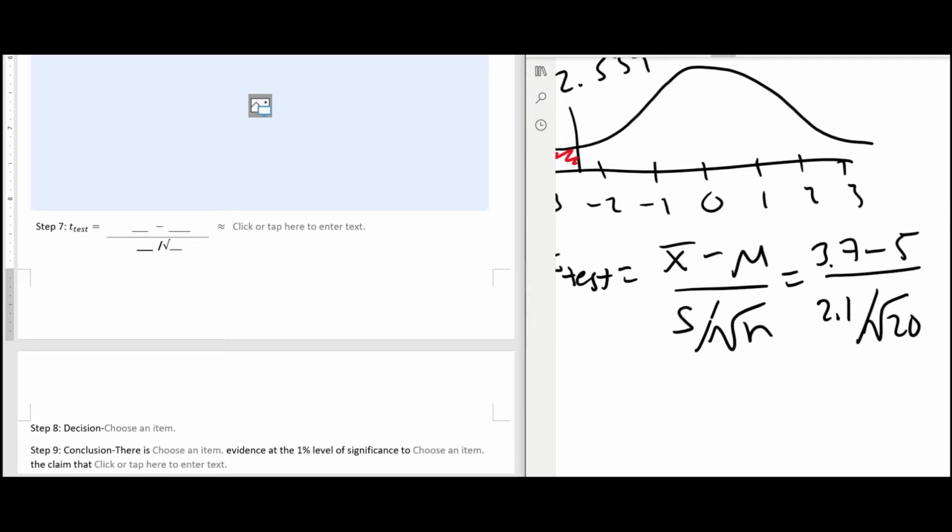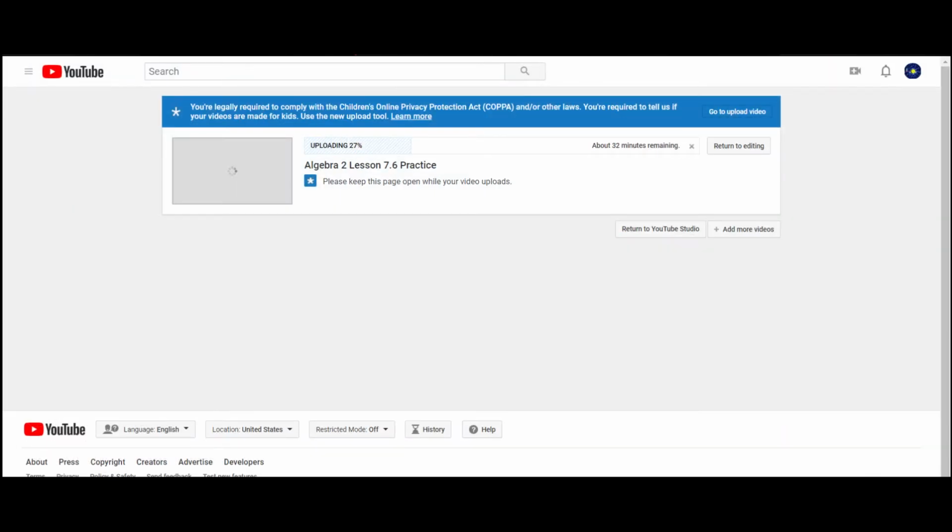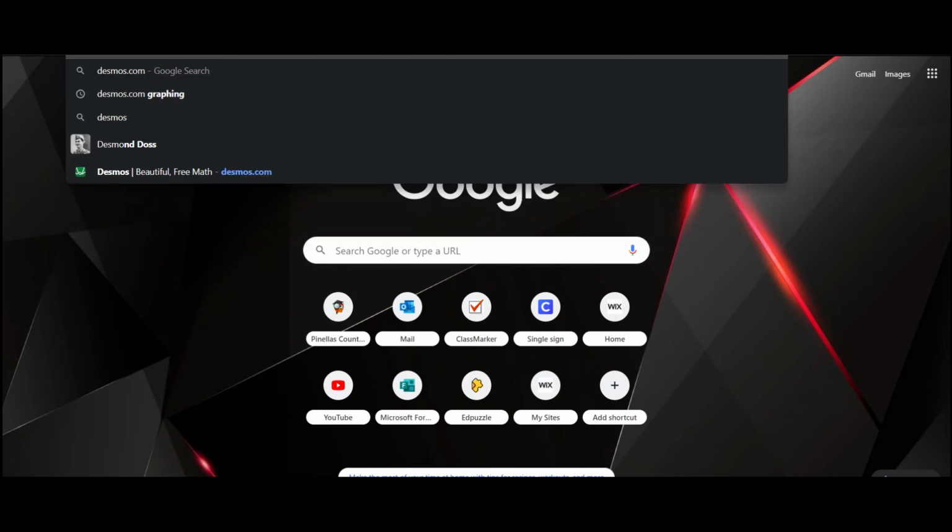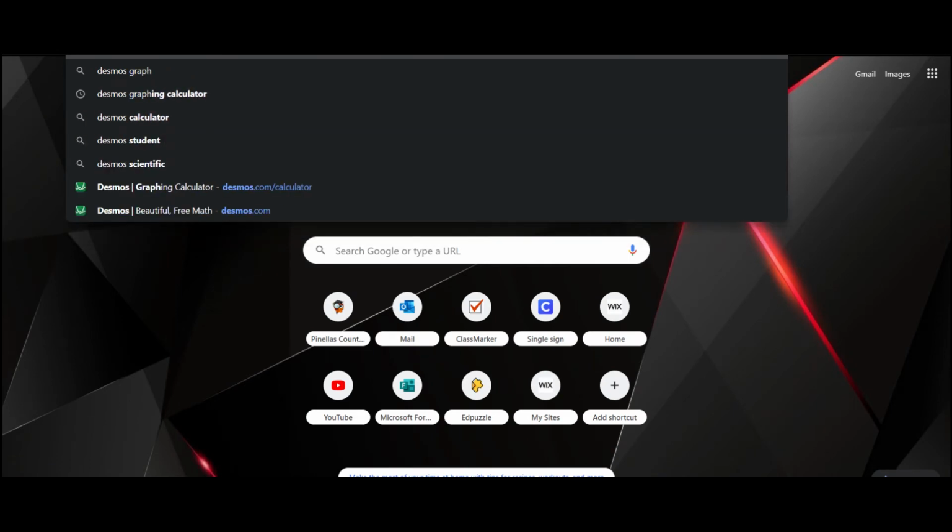So we'll go ahead and calculate that. You just do it on the calculator. Any calculator will do. If you're having trouble typing it in on the calculator, I highly suggest doing it on Desmos. So I'll go ahead and show you that right now, actually. If you type in desmos.com, the Desmos scientific calculator.